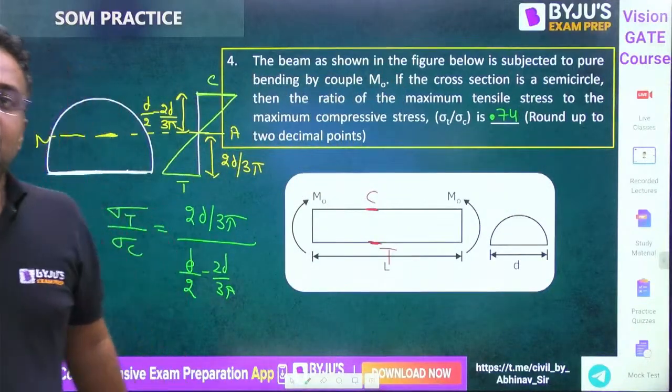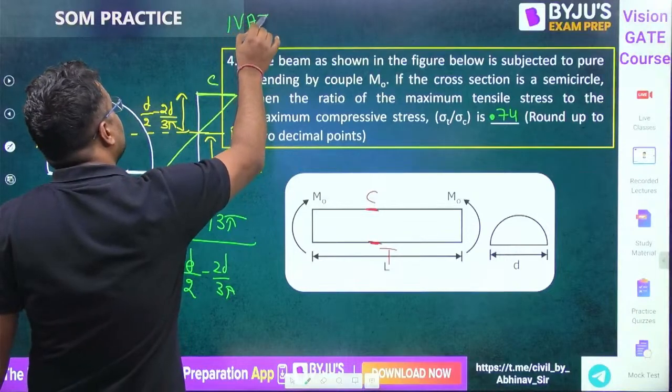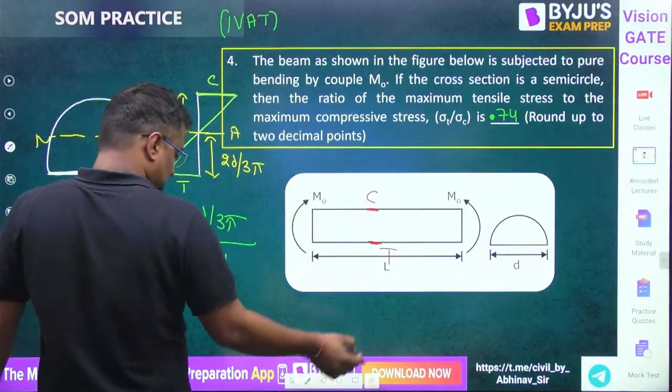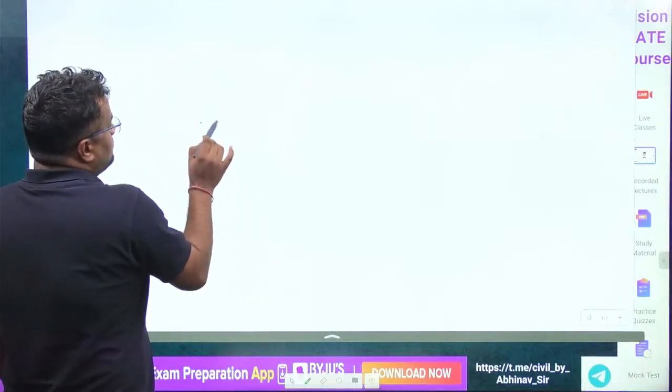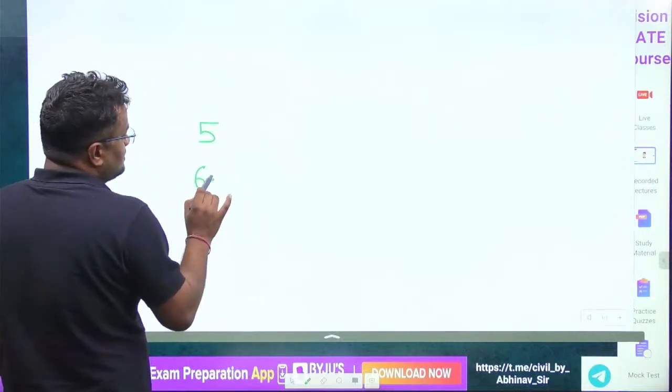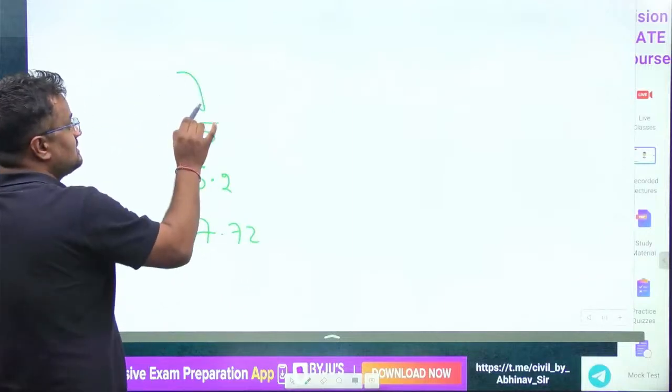Got it? Guys, let me tell you what is happening in NAT type questions. I am telling you some key points, small but important. See, in NAT type questions, suppose the answer is 5, or 6.2, or 7.62. They will give only this as the answer.